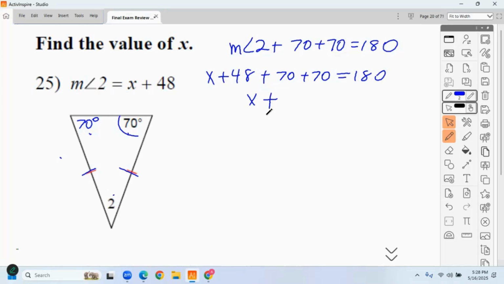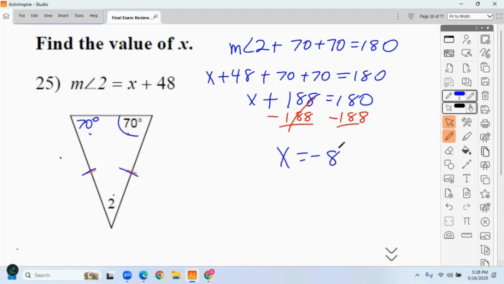So let's go ahead and add those like terms together. I think we're going to get 188. Yeah, there we go, 188. Go ahead and subtract 188 from both sides, here and here. Now, this is what we're going to do. Cross out here. We're going to get x is equal to, I like to put my answer in blue, x is equal to -8. Now, that's the answer to 25. All right, on to the next.